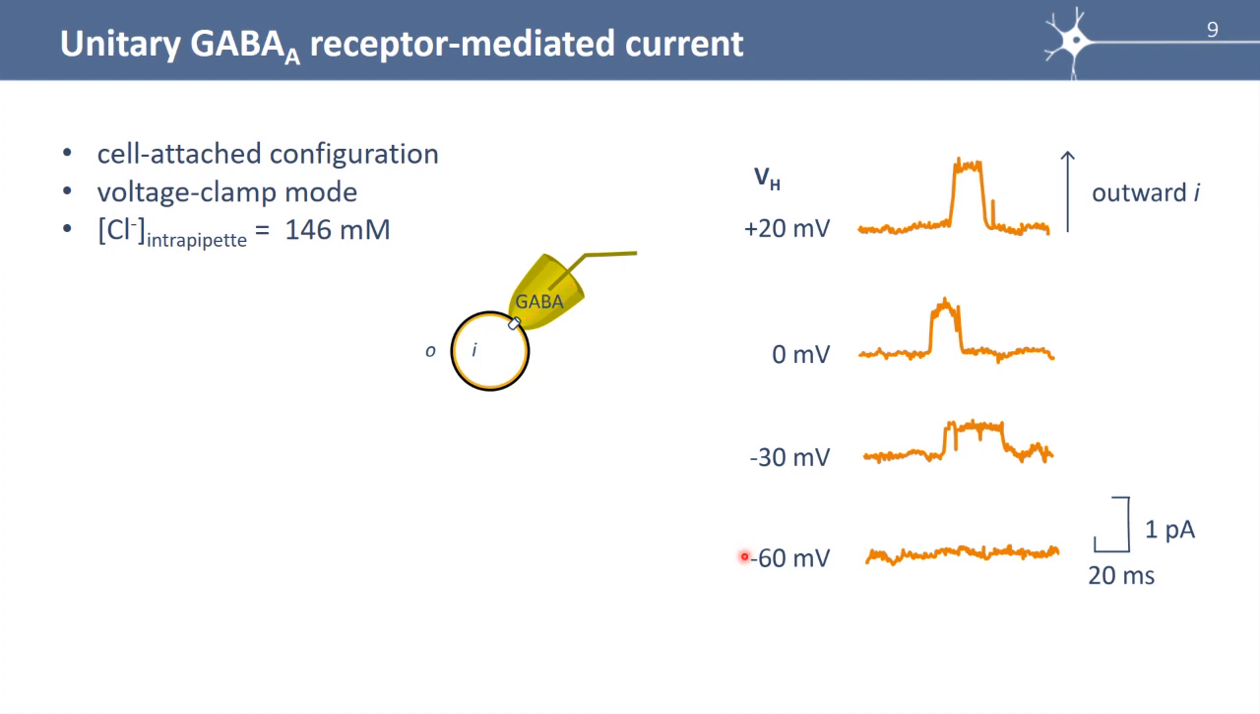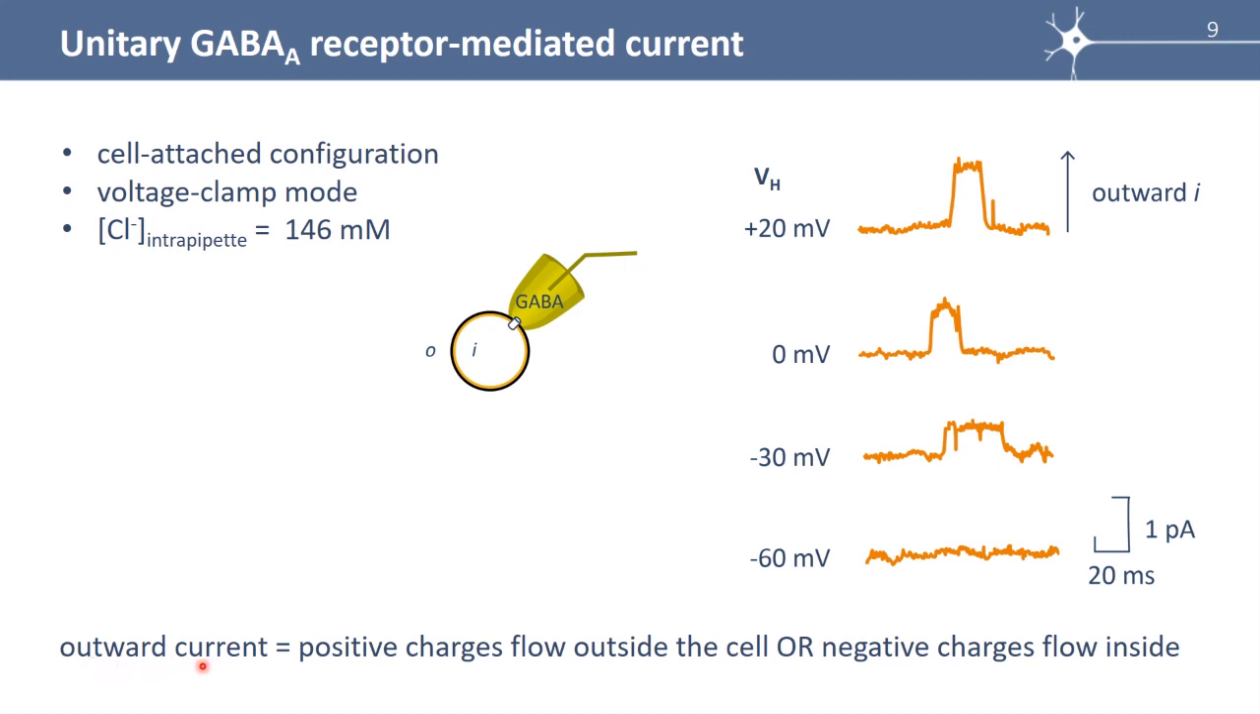We hold the membrane potential at minus 60 millivolt and we record no current. If we hold the membrane potential at minus 30 millivolt, we record an outward current. At 0 millivolt, we record an outward current but larger. And at plus 20 millivolt, we still record an outward current and larger again. I want to remind you that an outward current corresponds to an exit of positive charges or an entry of negative charges. And to understand the type of ions that carry the GABA current, we are going to do, as usual, the IV plot.